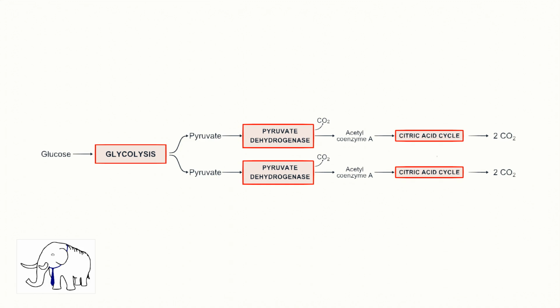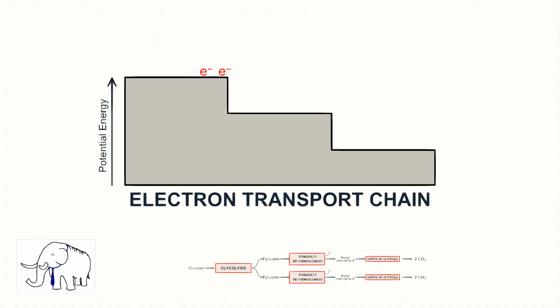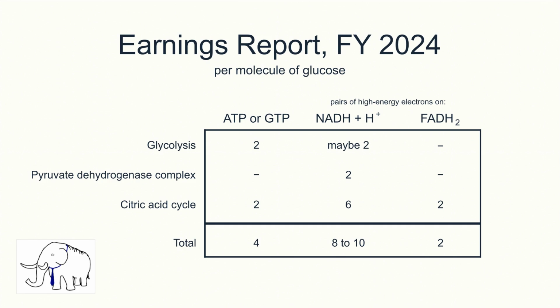6 carbon atoms came into cellular respiration in the glucose molecule, and 6 carbon dioxide molecules were thrown out. 2 in the pyruvate dehydrogenase complex, and the last 4 in the citric acid cycle. We made a whole lot of high-energy electrons, and we sent them to the electron transport chain to turn their potential energy into ATP. From each glucose molecule, glycolysis made a profit of 2 molecules of ATP and a pair of high-energy electrons on NADH plus H+. We may or may not be able to use those high-energy electrons from glycolysis, but it depends on details that we don't care about right now.